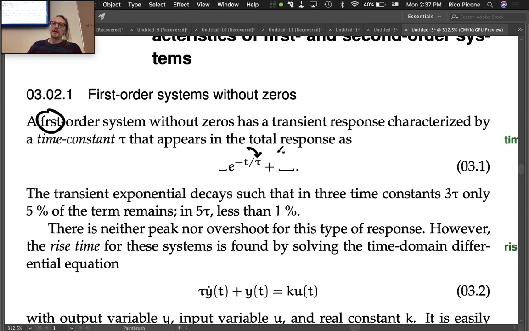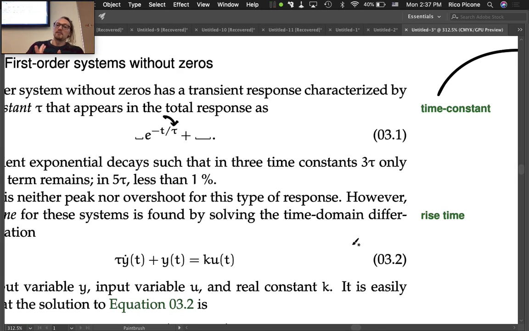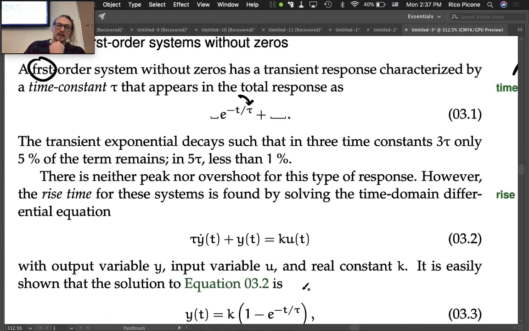There is neither peak nor overshoot for this type of response. So this is just a decay, right? We've got a really good idea of what this looks like. It just looks like that, right? It's just an exponential decay to some new value. We're thinking about a step input, of course.